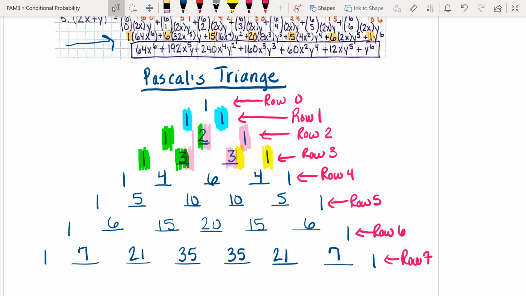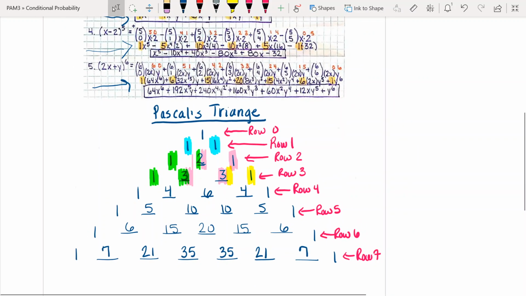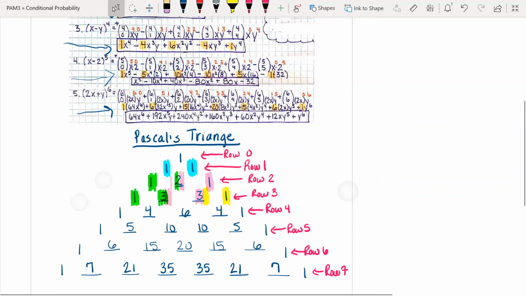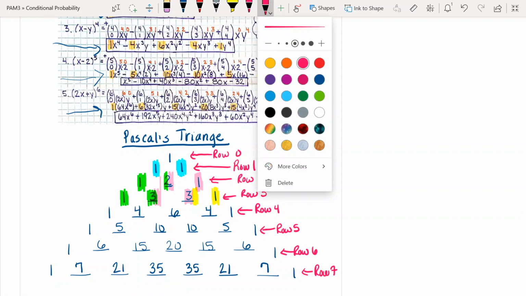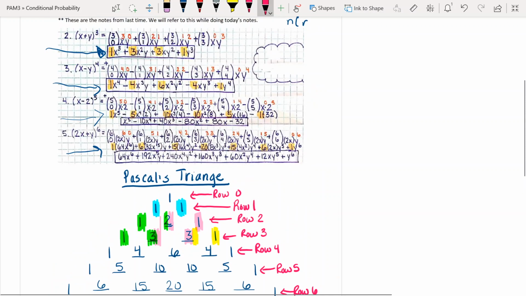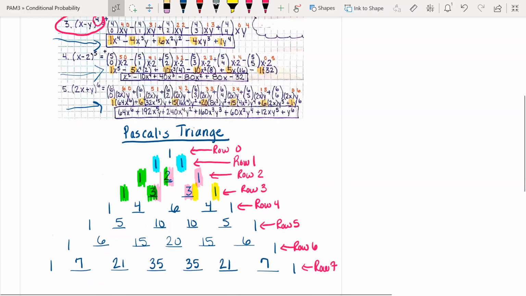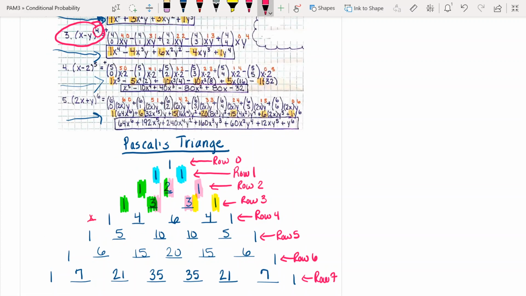Here's how you're going to determine what row you're going to use. Let's look up here at problem number 3. See this problem number 3? It was to the 4th power, so we'll look at row 4. Row 4 is right here. Those are your numbers: 1, 4, 6, 4, 1. Whatever power it's raised to, that's the row that you want to use.